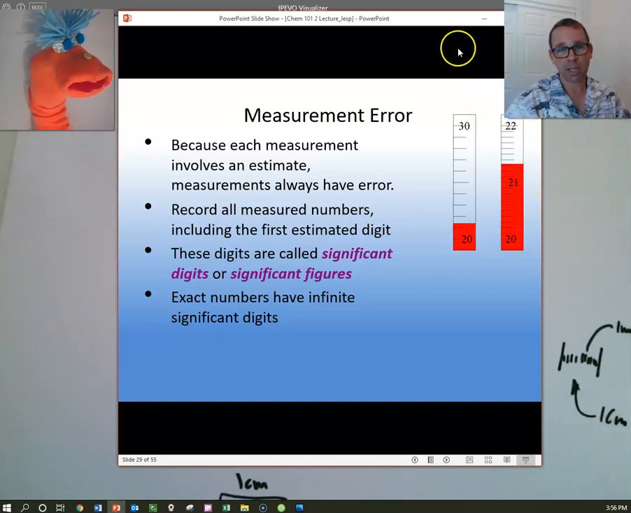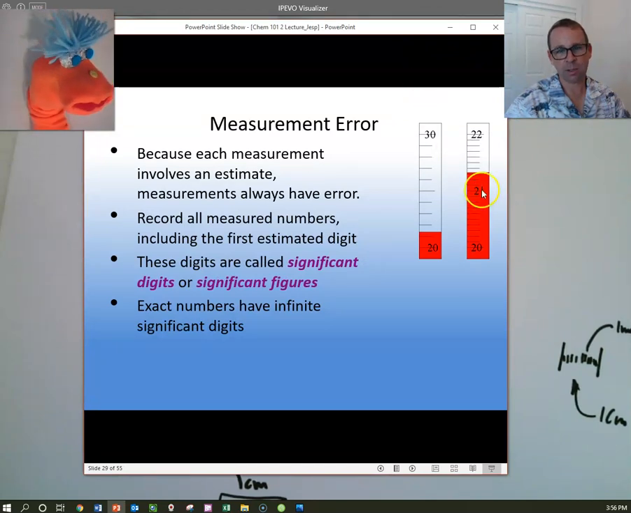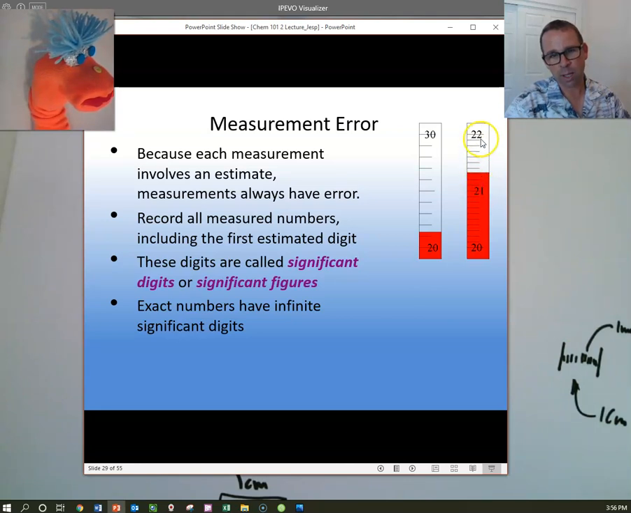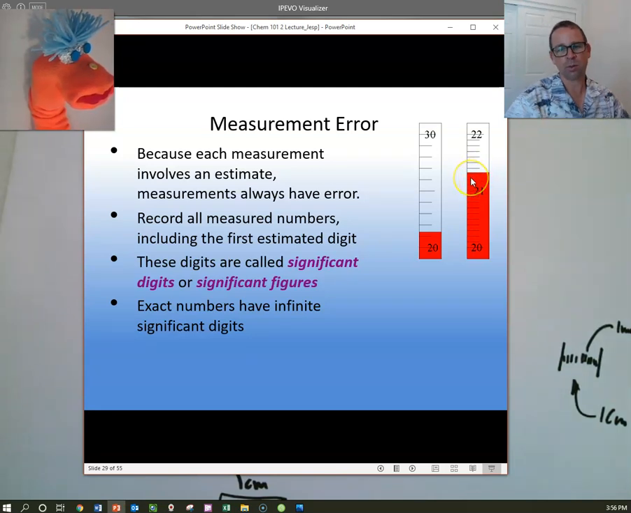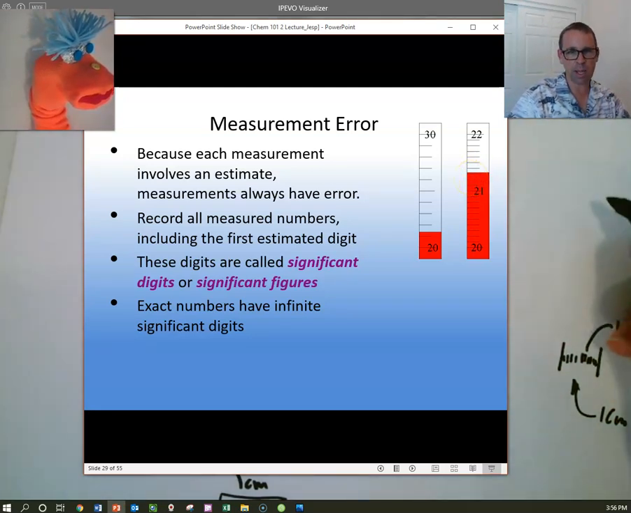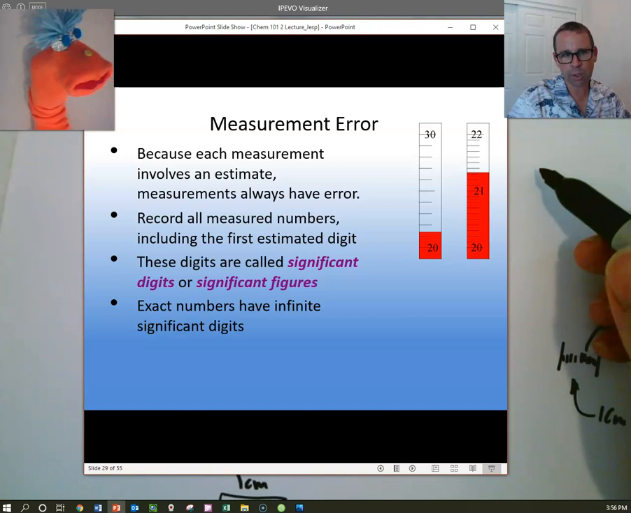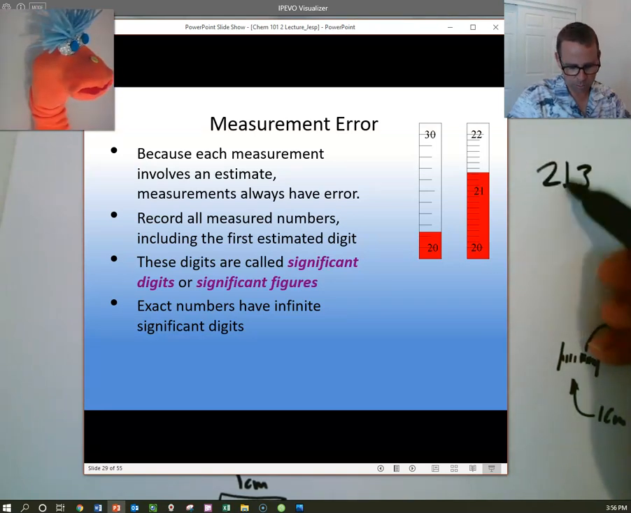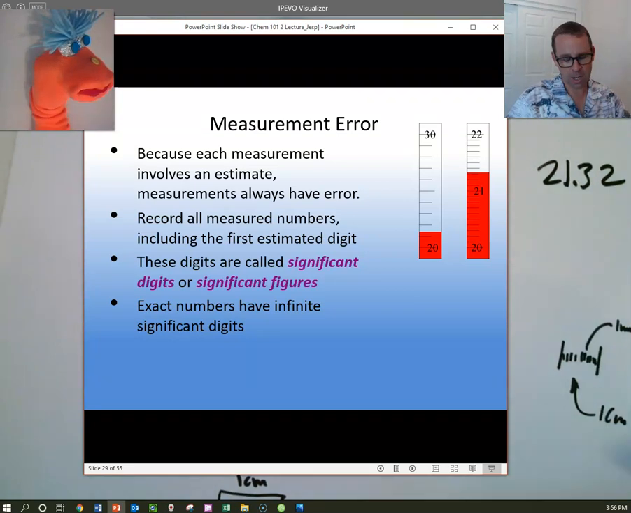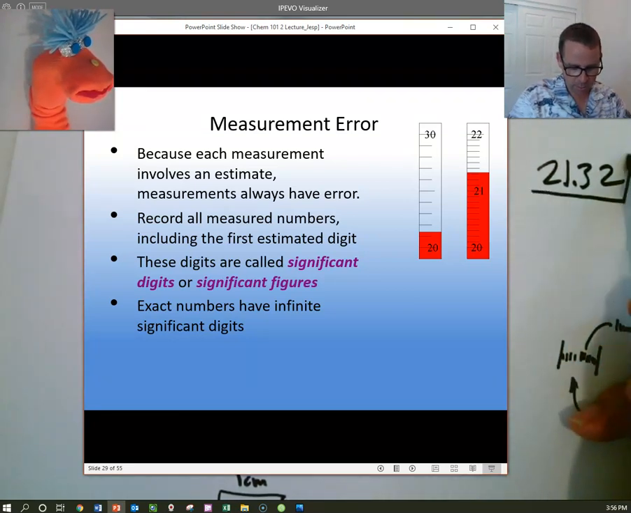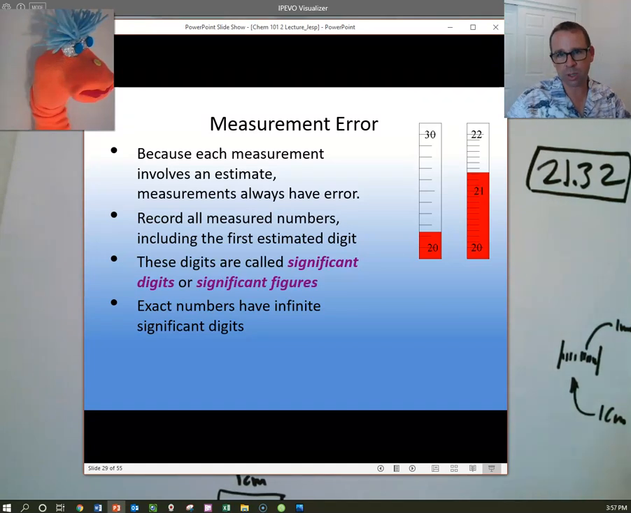If I went to a better place that had a better instrument, then I could get better results. Here I have 21 and 22, and so I can see that this is 21.3, and my estimate would allow me to not just have 21.3, but my estimate would be 21.3. I don't know, what do you think? 21.32. All right.